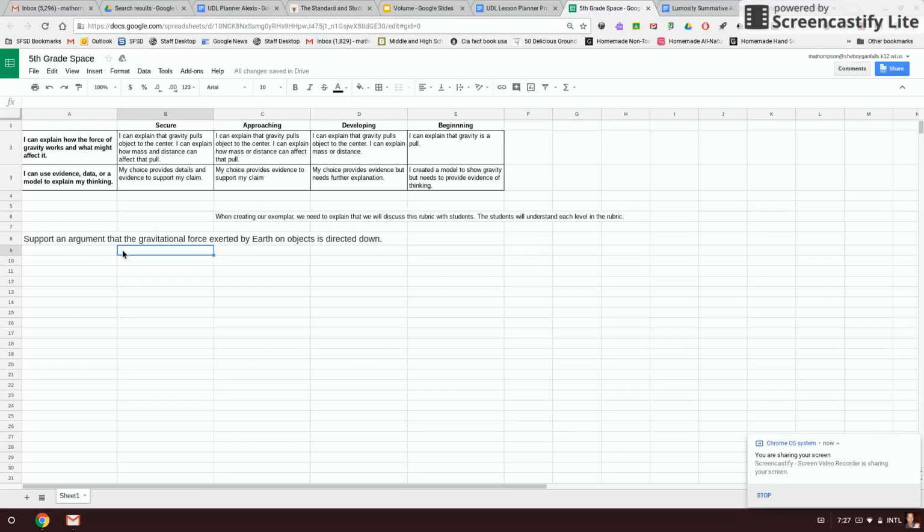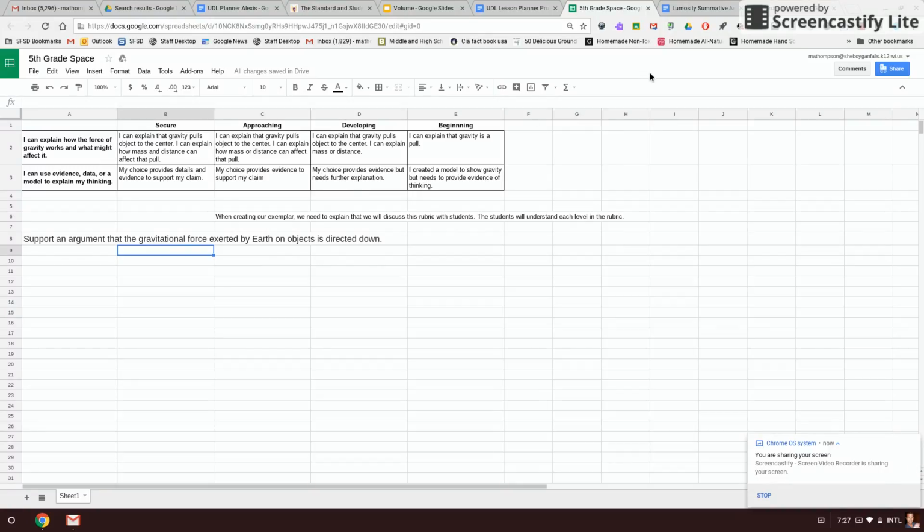working on a standard that's about supporting an argument that the gravitational force exerted by Earth on objects is directed down. And they've got a two-line rubric here, really one about the concept itself, explaining how the force of gravity works. And then the skill one, I can use evidence, data, or a model to explain my thinking. And again, leveled it from secure to beginning using I can statements or my choice statements, and putting it in student friendly language so that a fifth grader could understand it. This could be used as formative during the process of creating their argument. It could also be used as summative at the end to evaluate the project that they've done.